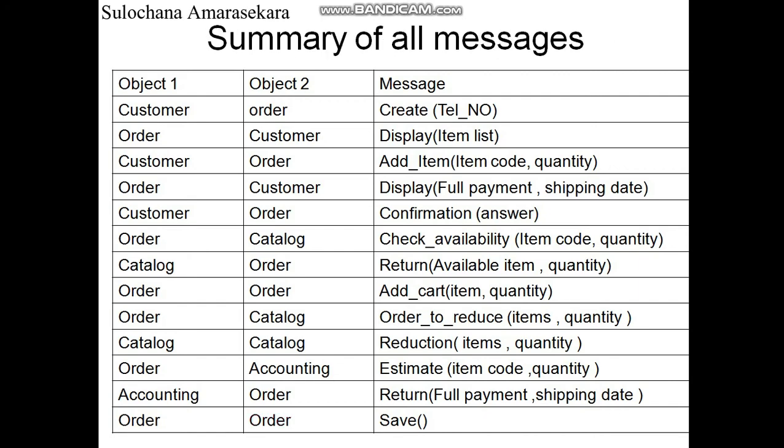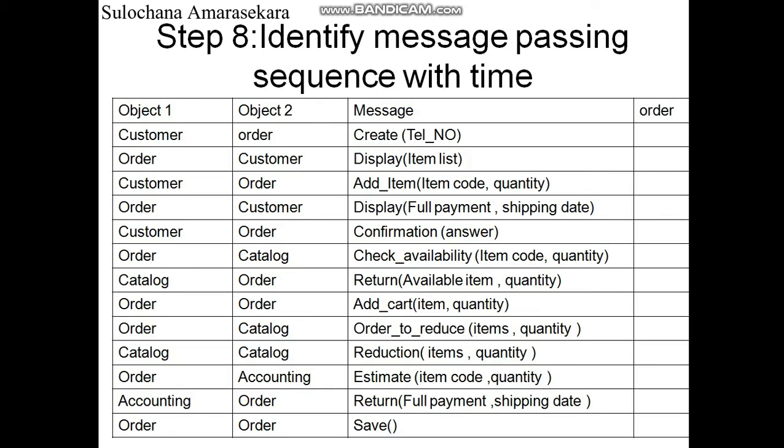The next slide summarizes all the messages that come under the sequential diagram. Step 8. Under this step, I am going to identify the working sequence of each action. First, the customer needs to create an order. After that, the system displays the item list. Then the customer can select an item. After that, the system checks availability. After that, the catalog makes a response according to that message.